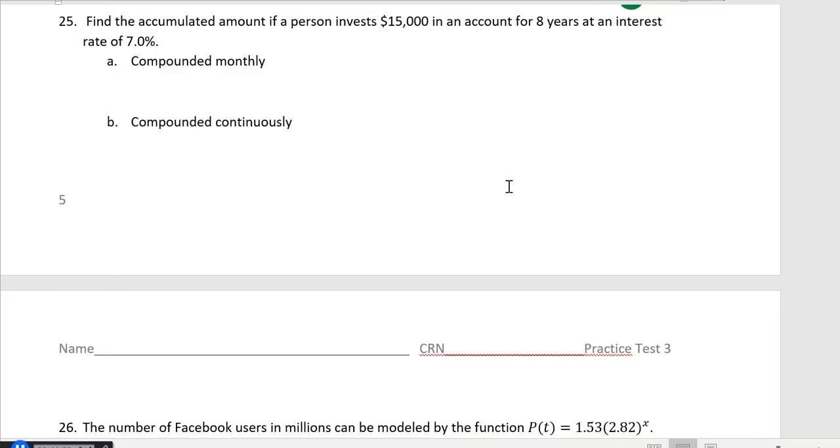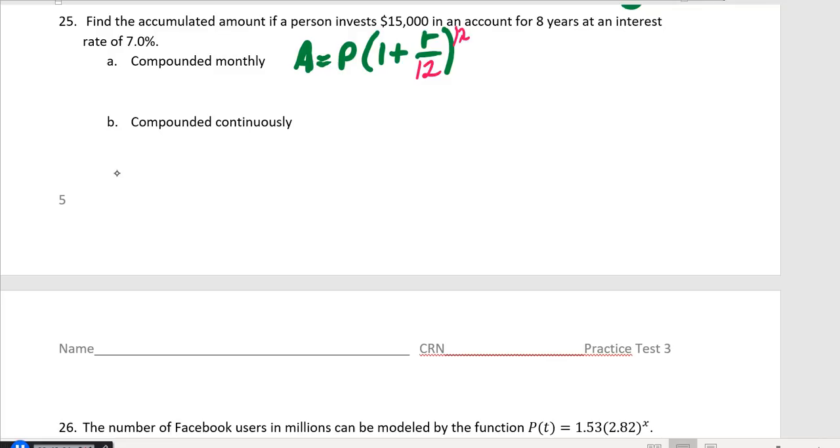Number 25. Find the accumulated amount if a person invests $15,000 in an account for 8 years at an interest rate of 7%. You must memorize these formulas. I will not give them to you. So we know that when something's compounded monthly, n, the number of times per year we do it, would be 12. It will change. N is the number of times per year that you're compounding. So I'll put 12 here also.